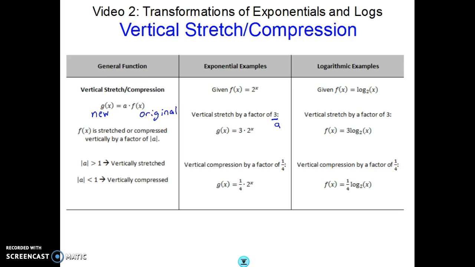Moving on to logarithmic functions. If we start with the parent function of log base 2 of x, and we want to vertically stretch by a factor of 3, well, it looks a whole lot like what it looked like for the exponential. You just multiply times 3 out front. Same idea for the vertical compression by a factor of 1/4. You just multiply by 1/4 out in front of your log.